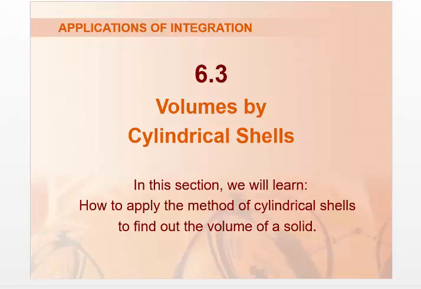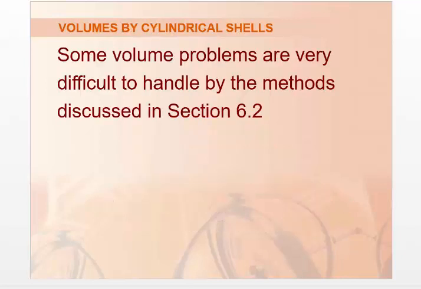Last time we talked about finding the volumes of a solid of revolution using the disk method and something called the washer method. Now this method of cylindrical shells will find the same exact volumes that we were doing before, just with a different take on it, or a different way. Some of the problems that you might have learned in the previous sections are very difficult to handle with the washer or disk methods.